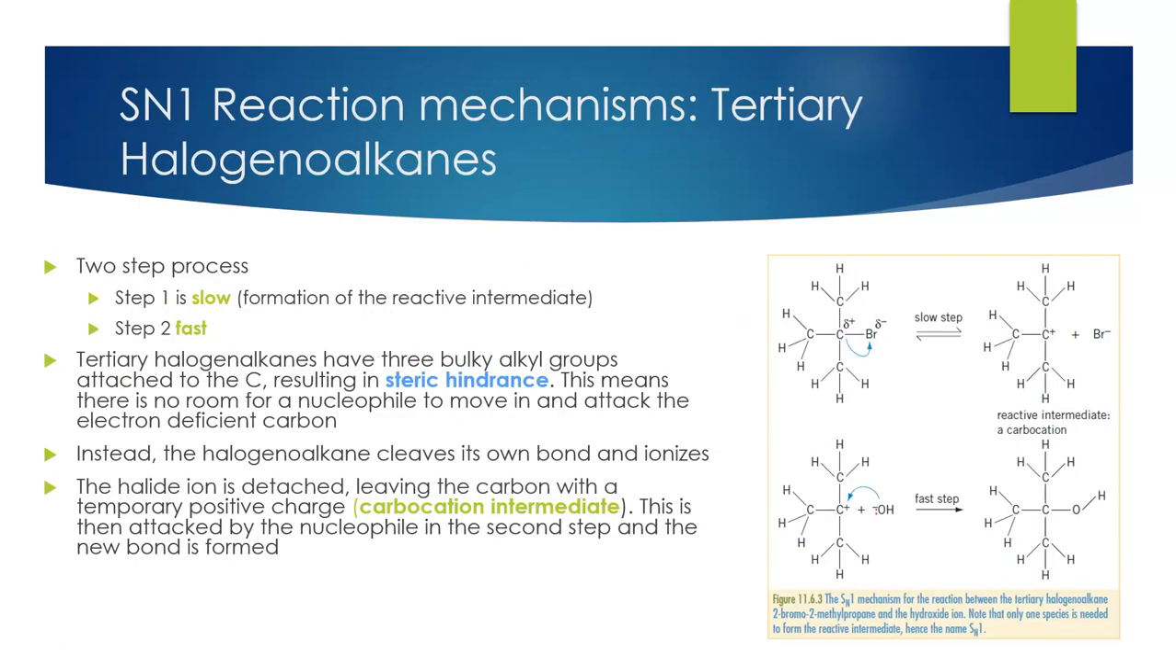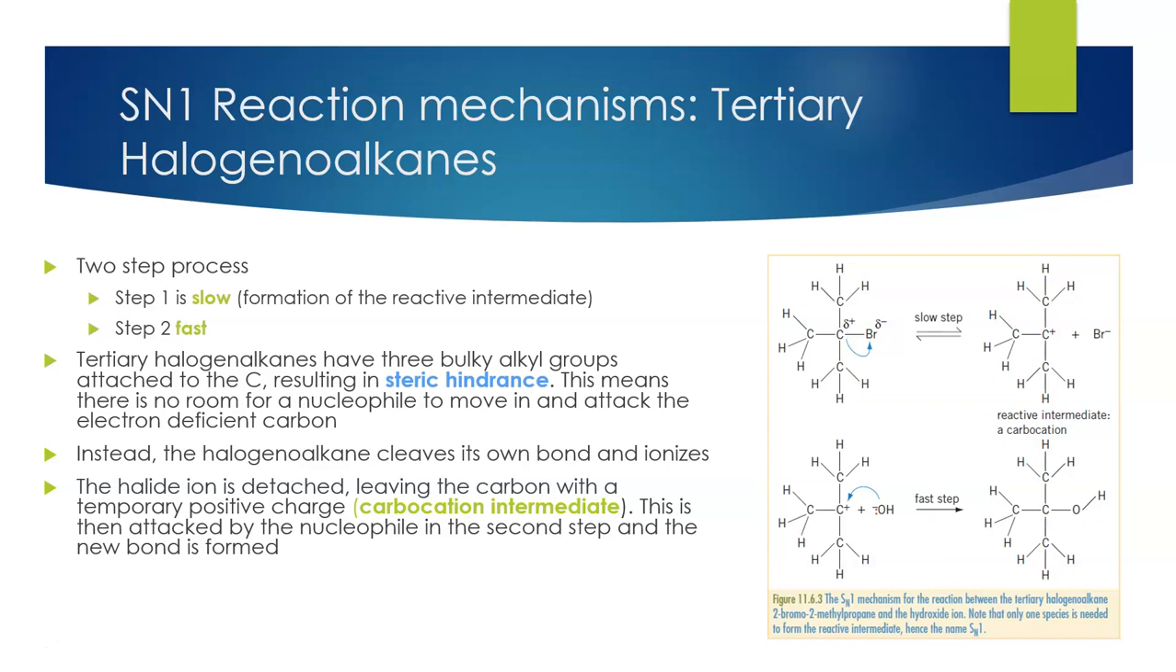The SN1 reaction mechanism occurs for tertiary halogenoalkanes. These are ones where we have alkyl substituents on all bar one position, that last position being taken up by our halogen. This is a two-step process where the first process is slow, the formation of the reactive intermediate, and the second step is fast, remembering that the previous one was a one-step process, because we have the attack and the cleavage occurring at the same time.